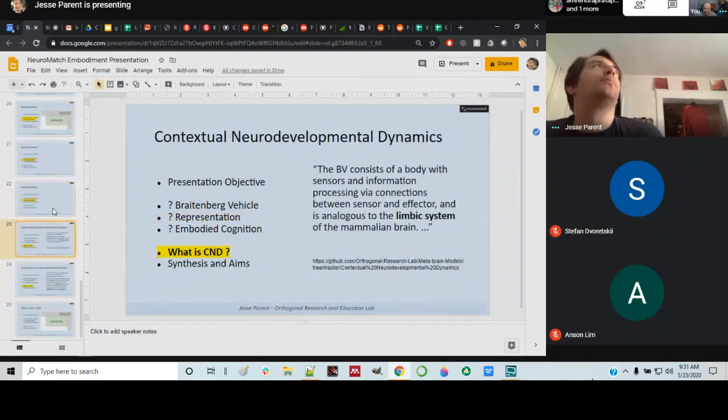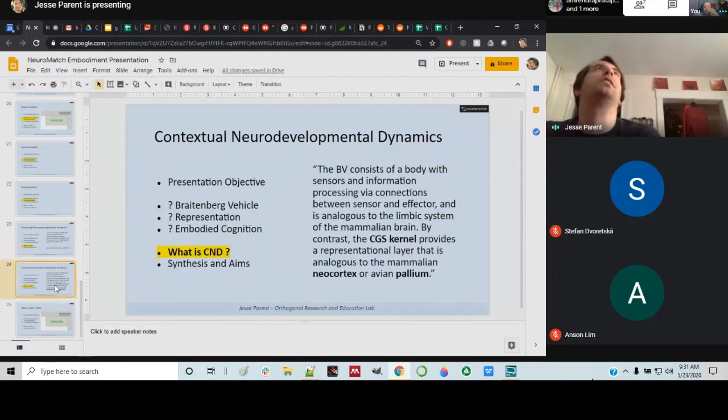So, wrapping it up with what I have left to present: contextual neurodevelopmental dynamics. I'm basically quoting Bradley here. I think it's a very easy, nice way to say it. The brain vehicle consists of a body with sensors, very simple, representation free, and represents kind of the limbic system. It's a very important part of the body, and of how we actually interact with the world, and it affects our cognitive abilities and our behavior.